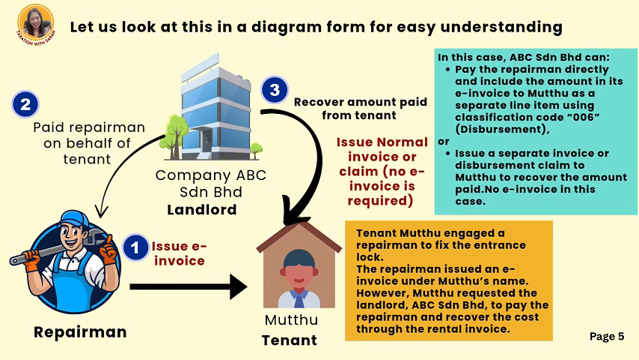In this case, ABC Sdn Bhd can pay the repairman directly and include the amount in its e-invoice to Muthu as a separate line item using classification code 006 disbursement, or issue a separate invoice or disbursement claim to Muthu to recover the amount paid. No e-invoice in this case.